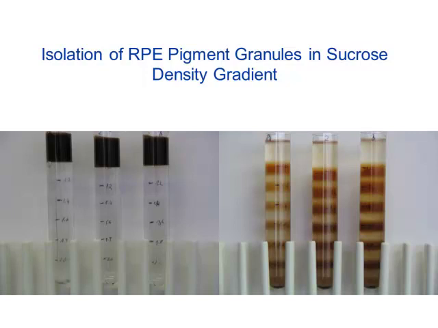So here is how we isolate lipofuscin. It's a homogenate of retinal pigment epithelium cells on the top of a discontinuous sucrose gradient, and after ultracentrifugation, you see different layers. That's the lipofuscin. So we can take it, purify it, and we have a nice population of lipofuscin granules.